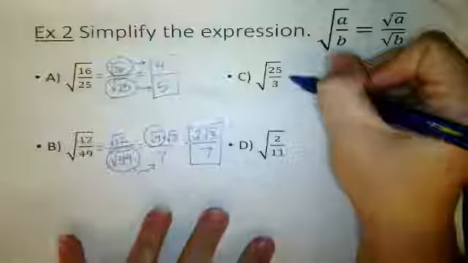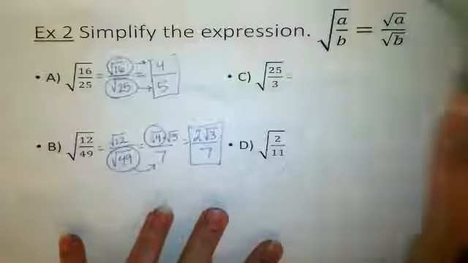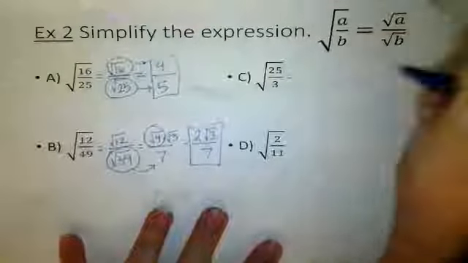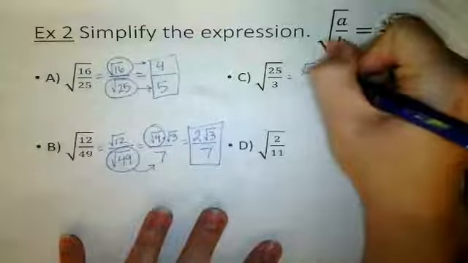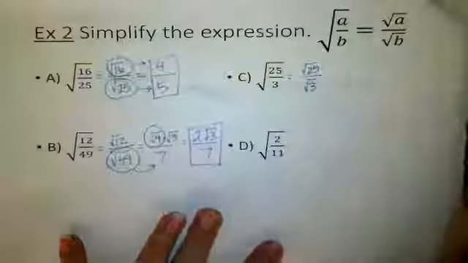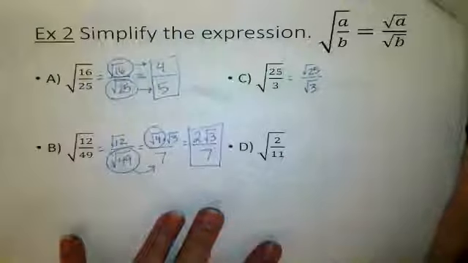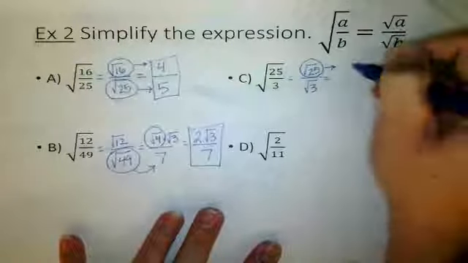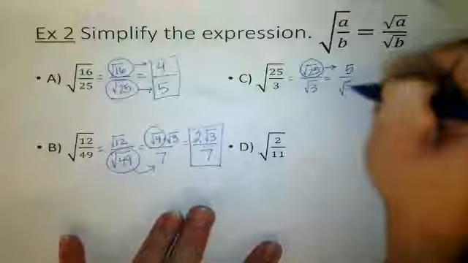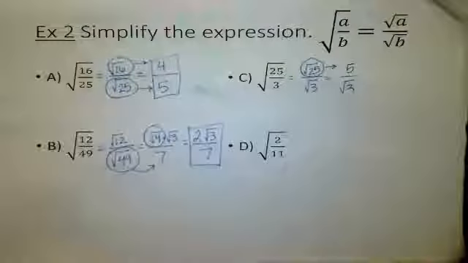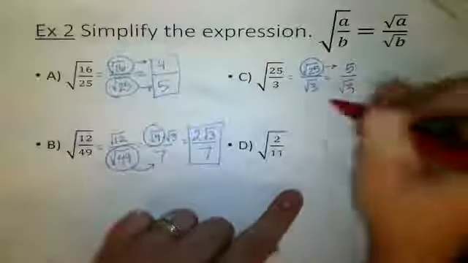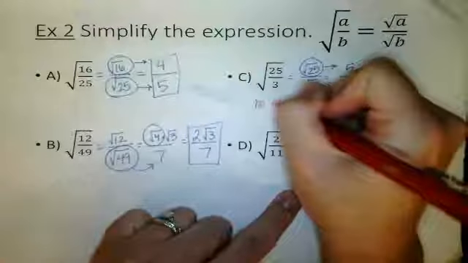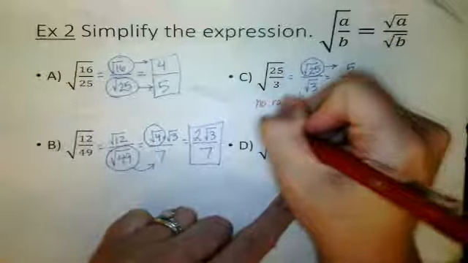Letter C, square root of 25 over 3. Again, giant square root. I'm going to break it up into 2 little guys. So that's going to be the square root of 25 over the square root of 3. Which one's easy? The radical 25. What is the square root of 25? 5. So right now I have 5 over the square root of 3. 3 is not a perfect square, so I can't simplify it. This is a problem, though. You are not allowed radicals in the denominator.